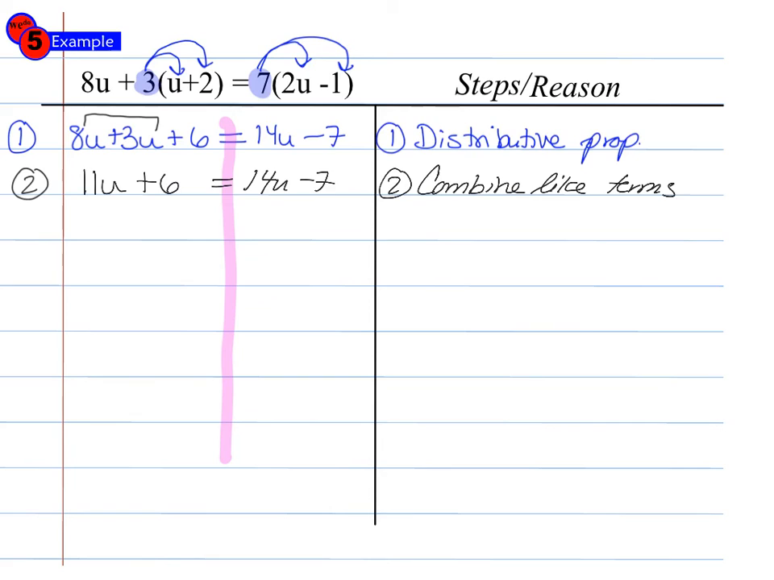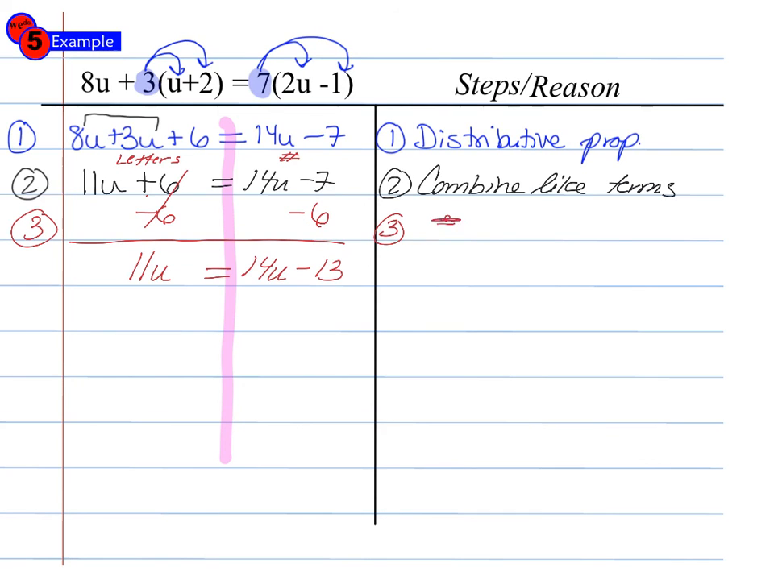Okay, step 3. I want to again move all my letters. I want all my letters on this side, and I want my numbers on that side. That's what I like to do. If you want to do the opposite, that's fine too. So I'm going to keep that 11u there, and I'm going to move that 6 to the other side by doing its opposite. So the opposite of positive 6 is negative 6. And I'm going to subtract that 6 with the 7 because numbers go with numbers. That becomes a 0. Now I'm going to have 11u is equal to 14u minus 13. And since I subtracted a 6 from both sides, that is the subtraction property of equality.